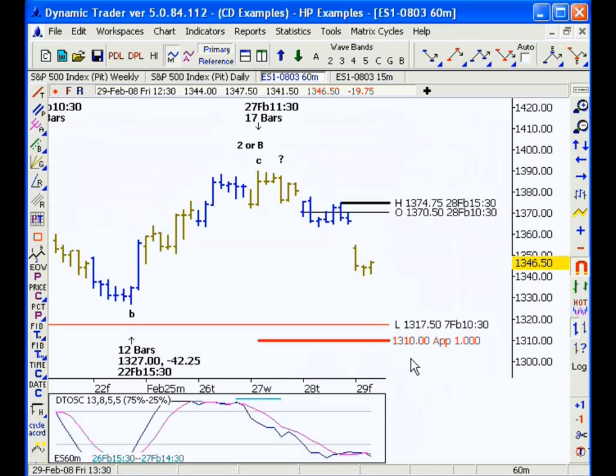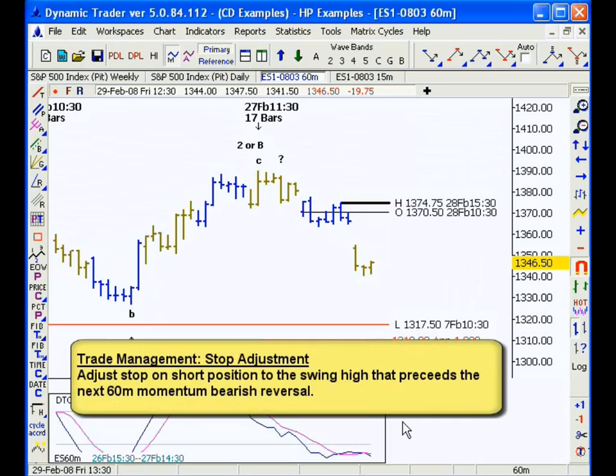But before then, how might we adjust it? Well, if we're using dual time frame momentum to enter the position, we might use it also to adjust the stop. So the next time the 60-minute momentum makes a bearish reversal from above the oversold zone, we can adjust it to the swing high on the price data that was made just before that bearish reversal. So let's add some bars and see what happens.